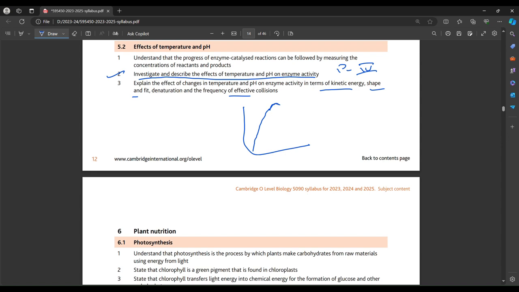And when it reaches the optimum temperature and goes beyond it, what happens? The enzyme gets denatured, loses its active site, and the substrate can no longer fit into it.